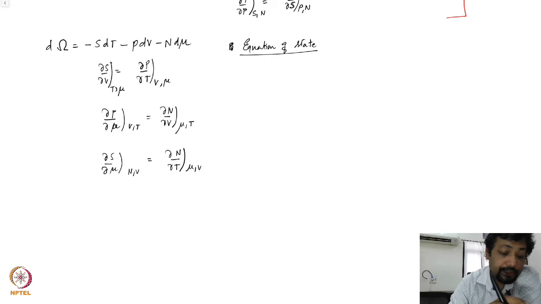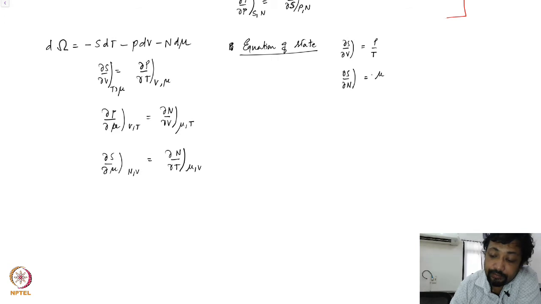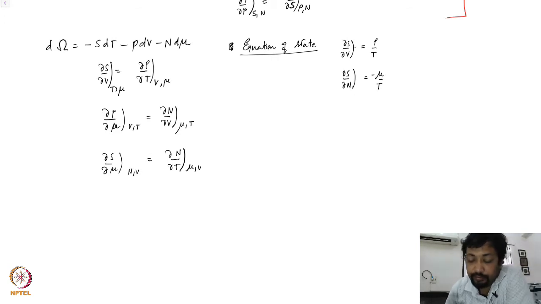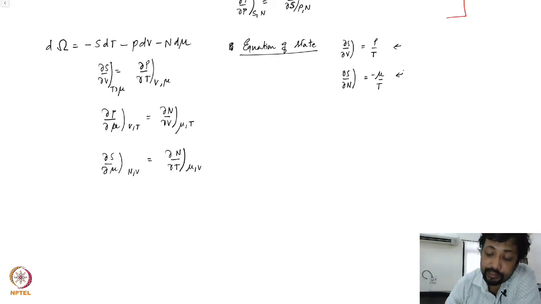So let's write down this. In a hydrostatic system, I know that ∂S/∂V is equal to P/T, and ∂S/∂N is equal to −μ/T. You can easily figure out the quantities which are held constant. So this is one equation of state, this is another equation of state.